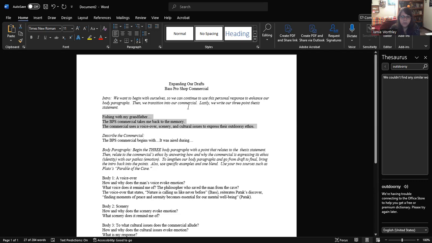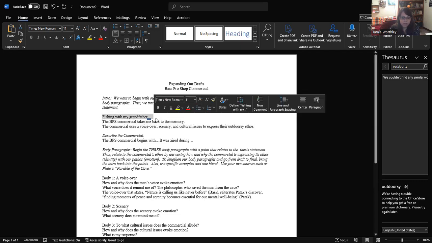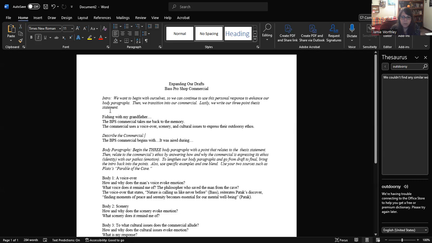All right, so let's begin with ourselves, right? Let's begin with fishing with my grandfather. Again, mine would be with my brother. That's what I said earlier in my class. Like I went fishing a lot with my brother. I didn't go fishing with grandparents and whatnot, but we went fishing a lot just with my siblings, my brothers and sisters and I would go fishing together. Anyway, right. So I want to begin with my own story.